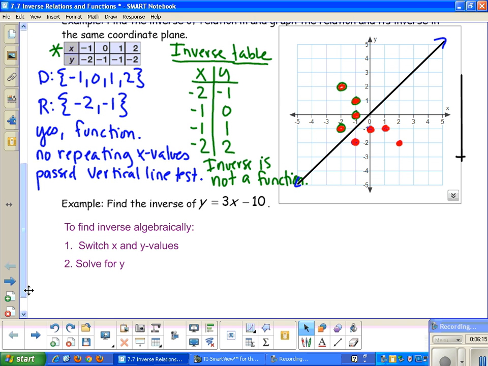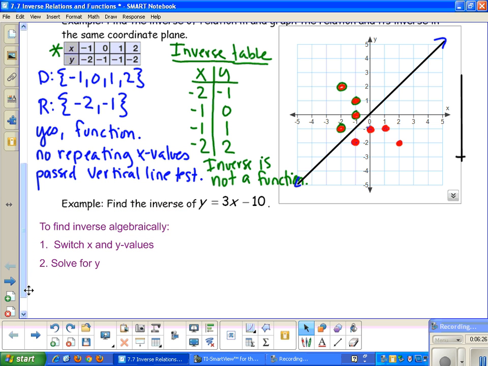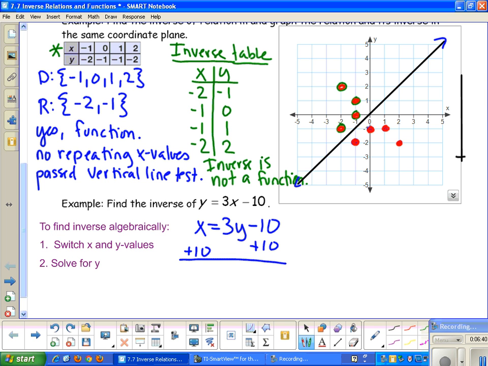Now let's go ahead and find the inverse of y equals 3x minus 10 algebraically, which means by hand. So remember, as it was above on your paper, it says to find the inverse algebraically, switch the x and y values, and then you solve for y. So in this case, our y becomes x, our x becomes y, and now I'm going to solve for my y. So add the 10, and I get x plus 10, because those are not like terms, equals 3y. I need to solve for y by getting rid of that 3 by dividing it. So when I do, I get y equals (x plus 10) over 3.